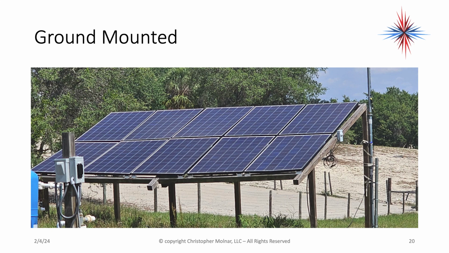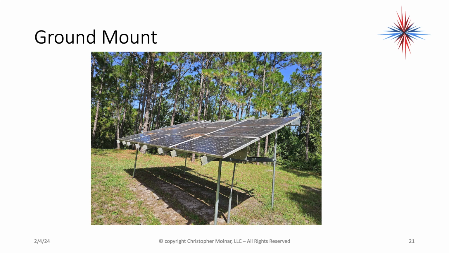But this is one array because they're all facing the same direction, they all have the same angle, and they're all tied together in series. This is another example of a ground-mounted array. You'll see that this is a metal rack, and each panel is tied to the rails on the metal rack.